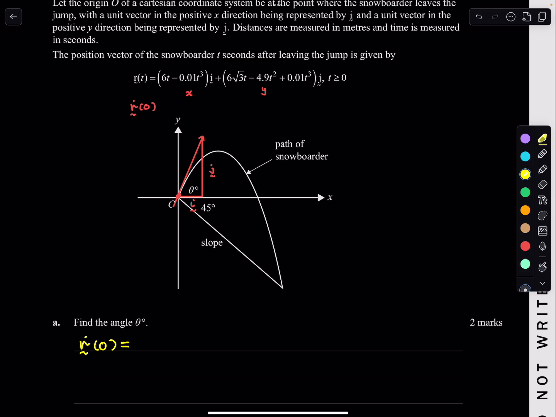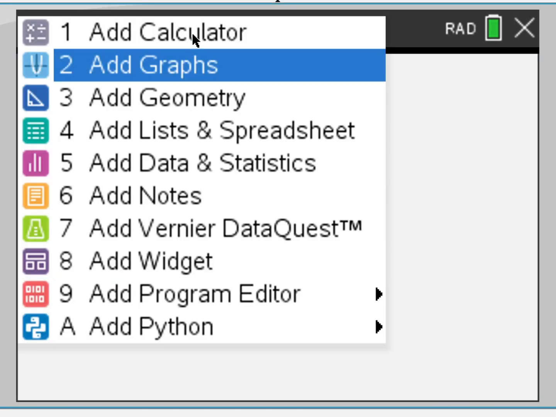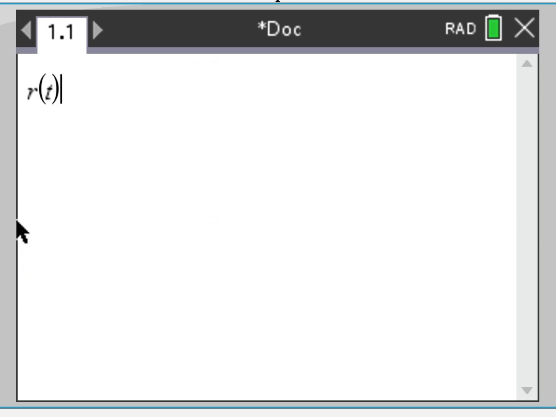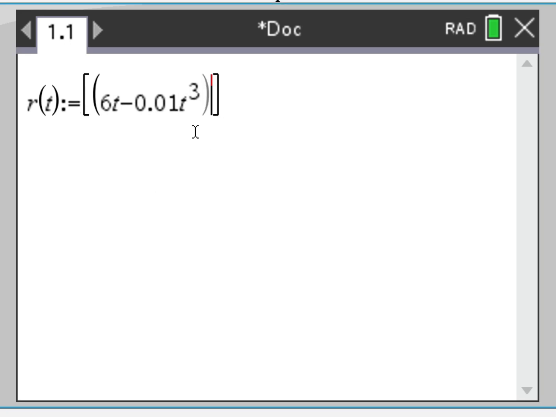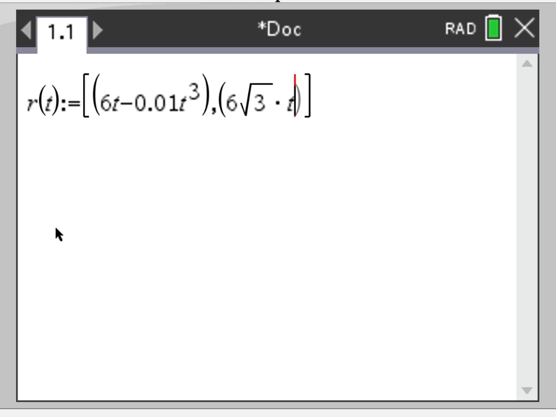Let's define this function in our CAS. Control N, and let's define first the position, which is r of t, defined as: what's the i component? It's 60 minus 0.01 t to the power 3, comma, then the other component 6 root 3 times t minus 4.9 t squared plus 0.01 t to the power 3. I hope I haven't made any mistake here. Just double checking. All right, looks good.